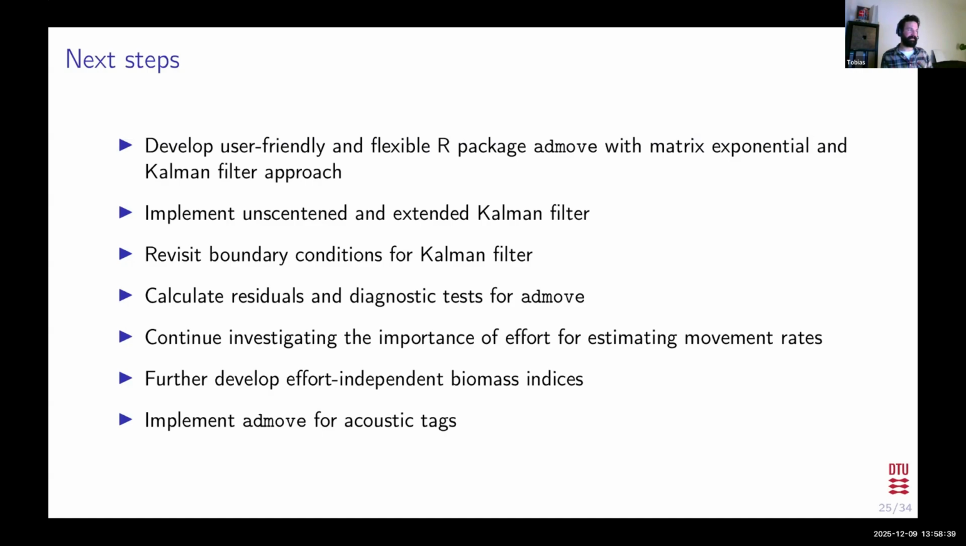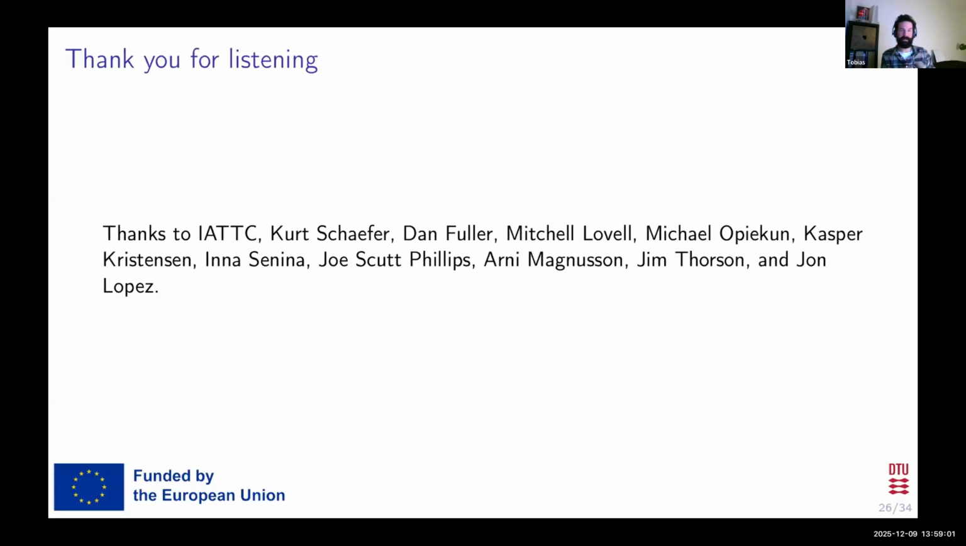Residuals are difficult in those contexts, but very important in diagnostic tests, so we're working on those as well. Effort, yeah, we would like not to depend on that, so that is also work for further exploration. Yeah, and we will also start working on using this model for acoustic tags, which I think is quite exciting. So yeah, thank you for listening, and thanks for a bunch of people being part in this process.